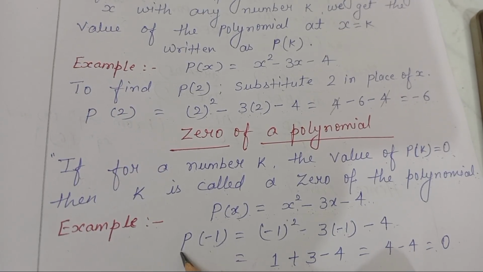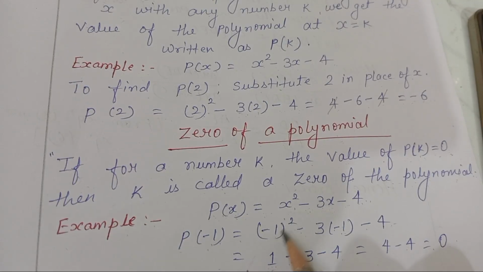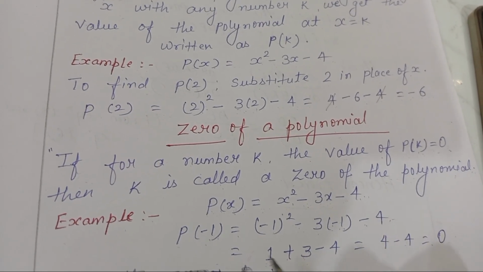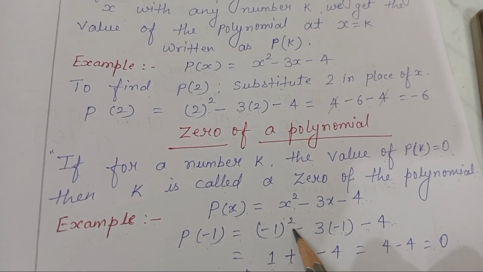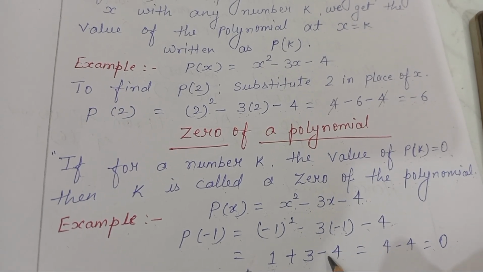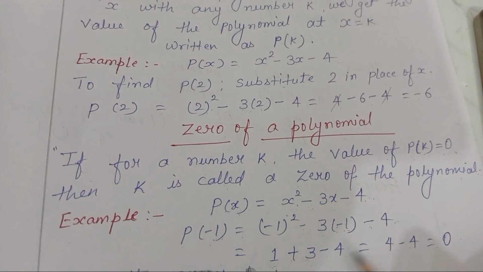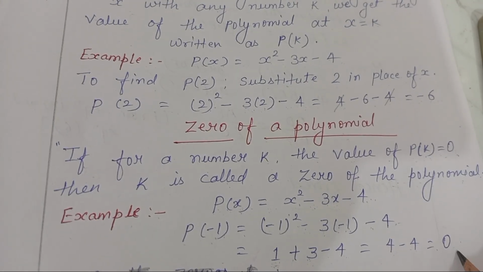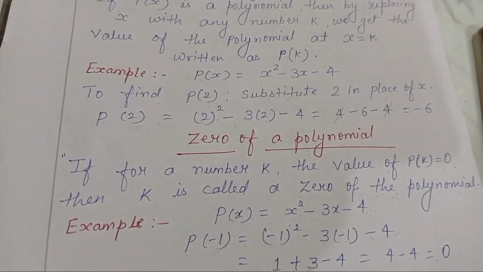So p of minus 1 is equal to minus 1 whole square minus 3 into minus 1 minus 4. Minus 1 whole square becomes a positive 1. Minus into minus becomes a positive sign. 3 ones are 3, minus 4. So 3 plus 1 becomes 4, and this one is negative 4. So 4 minus 4 becomes 0. Therefore, minus 1 is the zero of the polynomial.